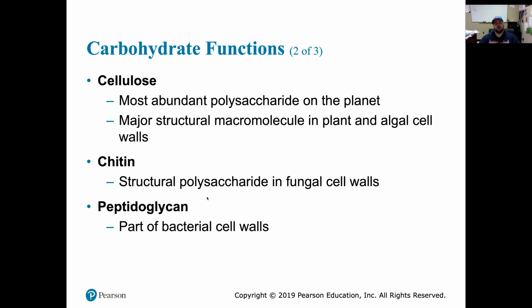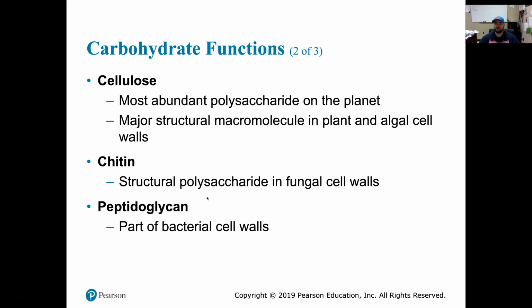Here's some specific examples of carbohydrates. Cellulose is found in plant cell walls. It's what makes up the cell wall of plants. Chitin is another structural polysaccharide. Basically, it makes up the cell walls for fungi.